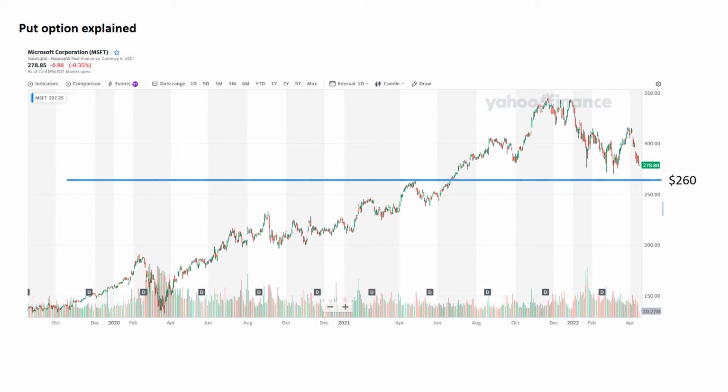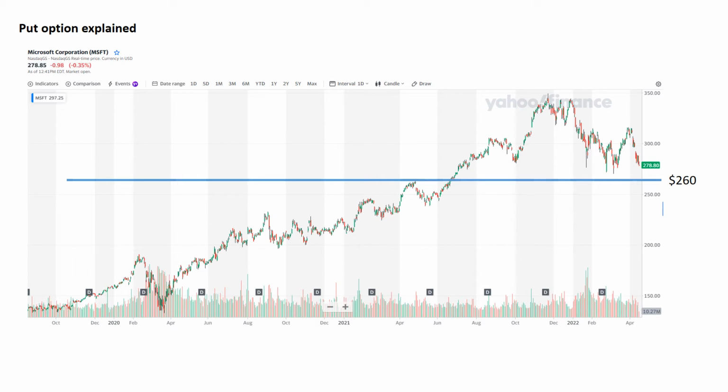Now, the thing with such an option is if the price of Microsoft does not hit $260, you could have blocked $260 times the number of shares you want to buy in perpetuity because you're waiting to buy Microsoft at a certain price.